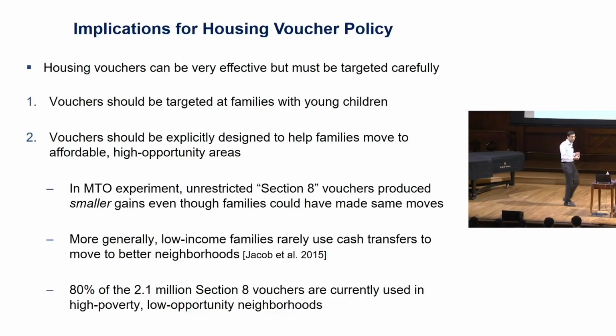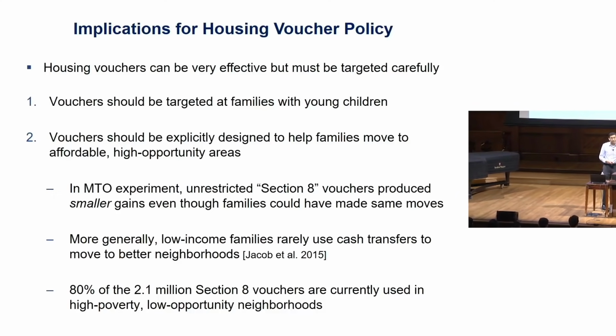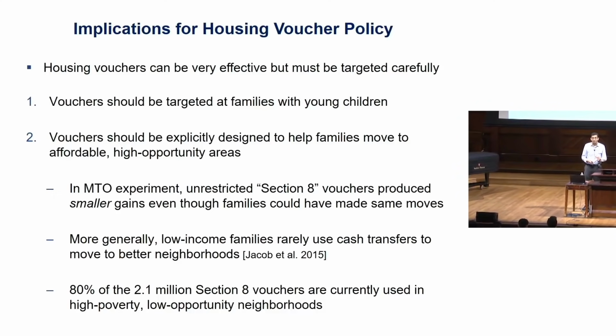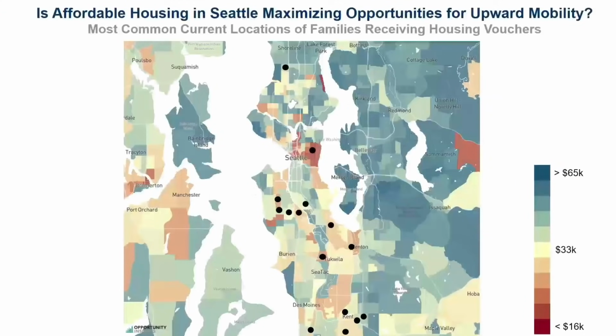Now, this is especially the case because it turns out that something like 80% of the 2.1 million vouchers that are issued by the US government each year are currently used in very high poverty, low opportunity neighborhoods. So let me give you an example of that, looking at data here in Seattle, where we're doing some ongoing work, which I'm going to describe in a second.